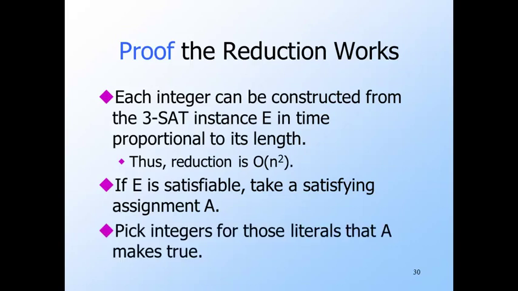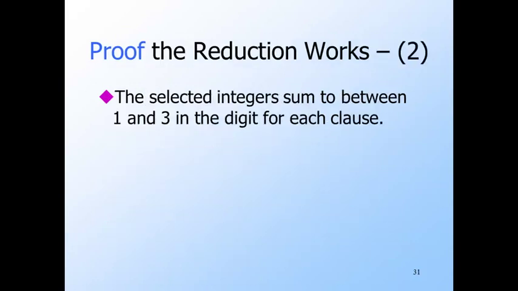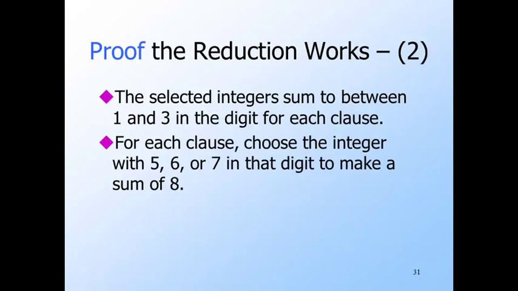For a subset of integers, we'll start with the integers that correspond to the literals that a makes true. That gives us the necessary one in the position for each of the variables, that is the high order positions. The integers we selected so far make each clause true, so their sum in the positions corresponding to the clauses, that is the low end positions, will each sum to 1, 2, or 3. So for each clause, add to the set of integers we're choosing the integer that has 5, 6, or 7 in that position, whatever is needed to make the sum be 8 in that position.